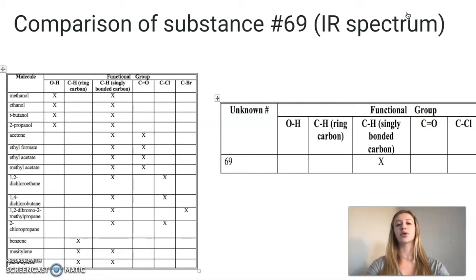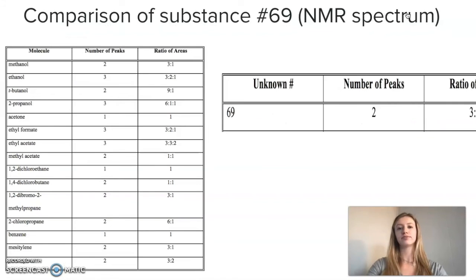In this experiment, we were given 3 unknown substances and used IR and NMR spectra to find out what molecules the substances were. In the first substance, number 69, the molecule that was found was 1,2-dibromo-2-methylpropane. To find this substance, the functional groups were found on the IR graph, and they showed up as carbon, hydrogen, and carbon-bromine. This matches the functional groups for 1,2-dibromo-2-methylpropane. The number of peaks and the ratio of areas were compared to see if these matched 1,2-dibromo-2-methylpropane. The number of peaks was 2 and the ratio of areas was 3 to 1, which matched this substance.